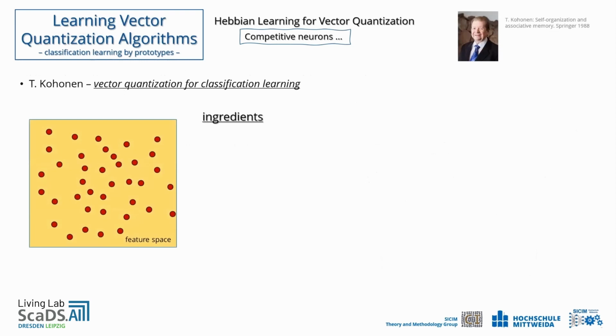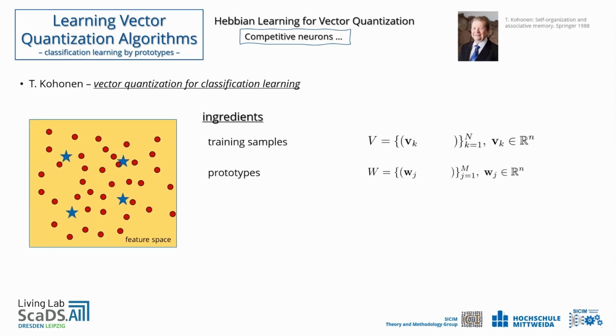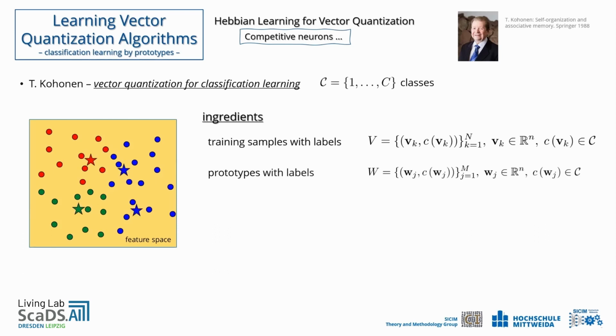So now we switch over to the supervised part, and this is vector quantization for classification learning. And what are the ingredients? As before, for unsupervised, we have training samples and prototypes. And these prototypes, we know, relate to the weight vectors of the perceptrons. So now all training samples have labels according to the classes, and also the prototypes are equipped with labels. And then we have a classification scheme, which is still the winner-takes-all rule.